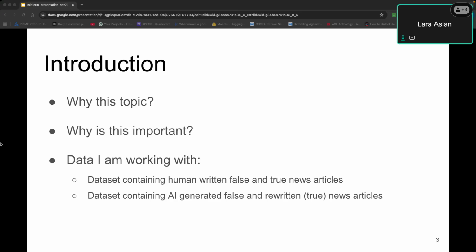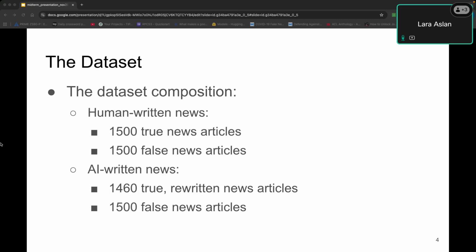And right now I'm working with two datasets, one with human-written real and false news and another with AI-generated false and rewritten true news. All of these datasets contain about 1,500 articles from various different topics. The dataset is a combination of a publicly available dataset from Kaggle containing both human-written true and false news articles and an AI-written dataset we built ourselves.